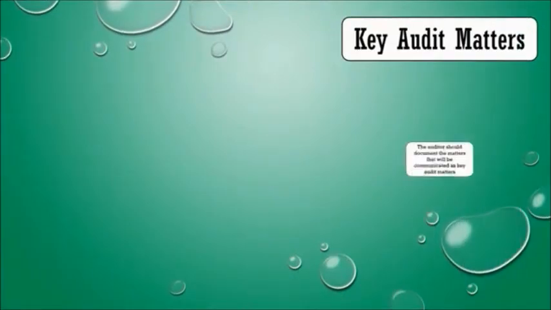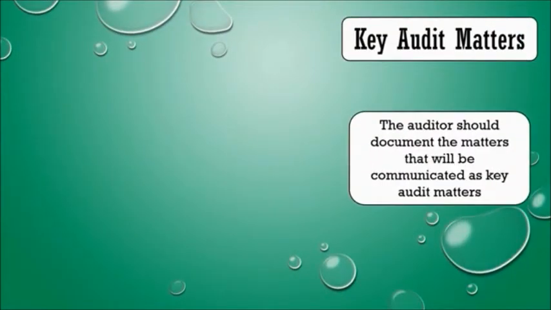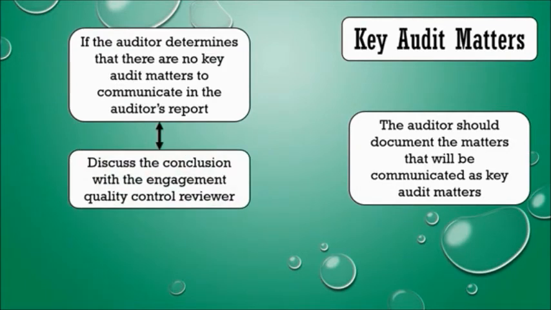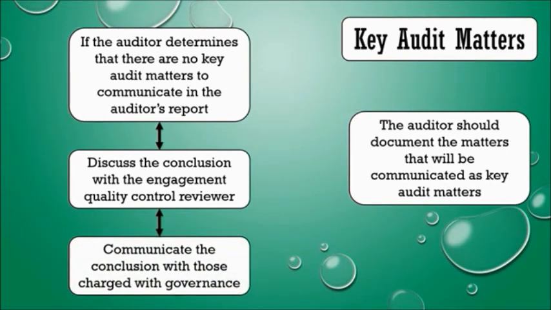The auditor should document the matters that will be communicated as key audit matters, and the significant professional judgments made in reaching this determination, in accordance with the standard. If the auditor determines that there are no key audit matters to communicate in the auditor's report, they should discuss the conclusion with the engagement quality control reviewer, for those engagements where one has been appointed, and communicate the conclusion to those charged with governance.